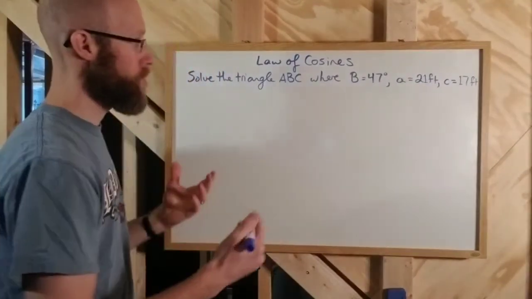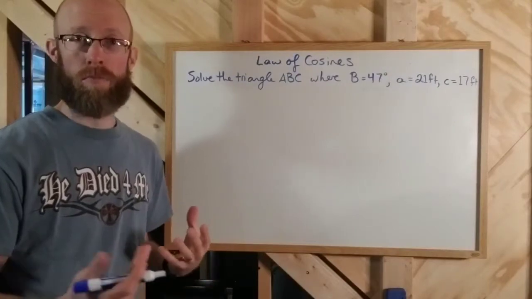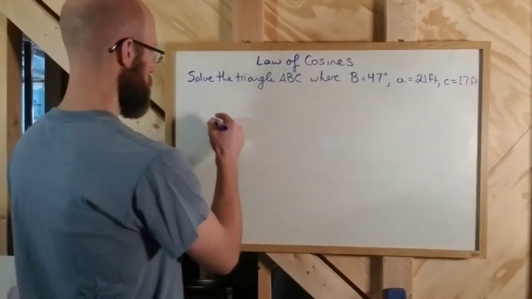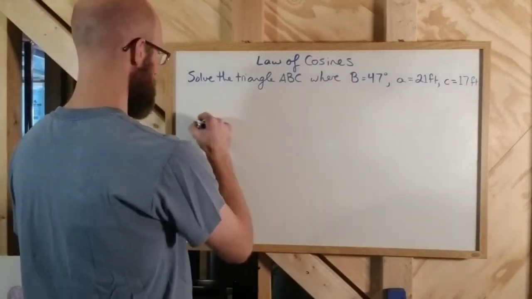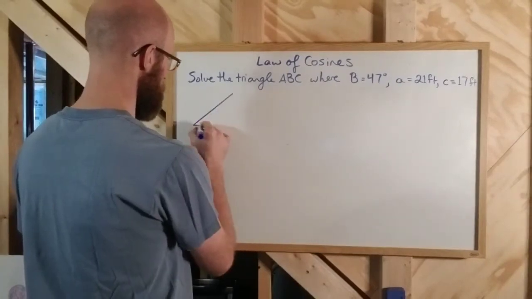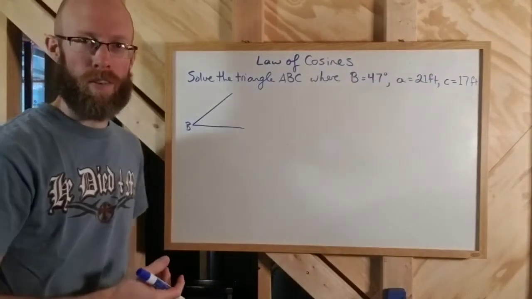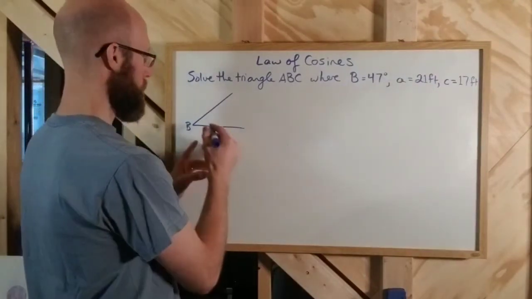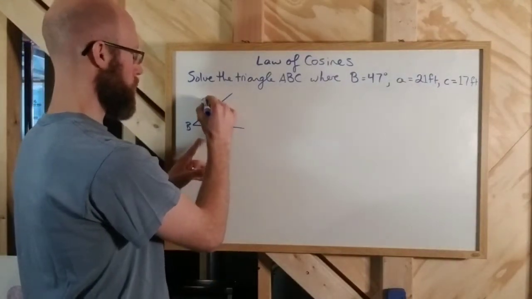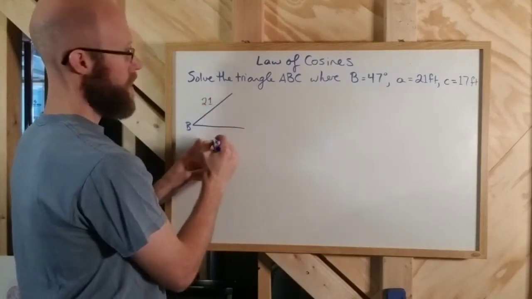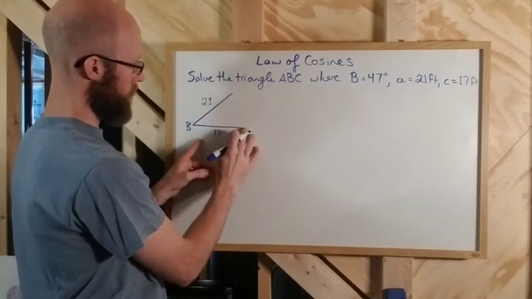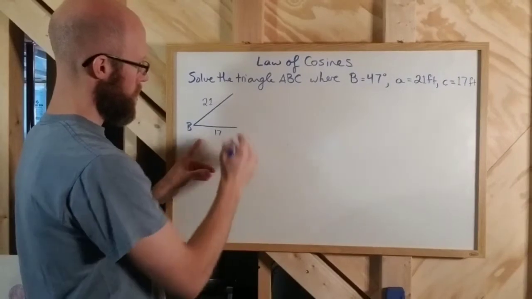So I could draw a sketch of this, don't have to, but I could. I'm not sure exactly what it's going to look like, but I could get something like a 47-degree angle in there. Just a little over a 45-degree angle. And let's say one of the sides here, A, is 21 feet, and the other side is 17, so that one's going to be a little shorter.